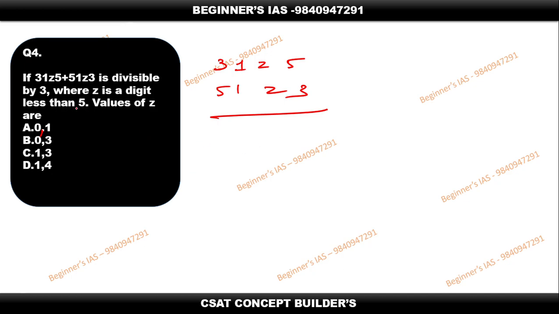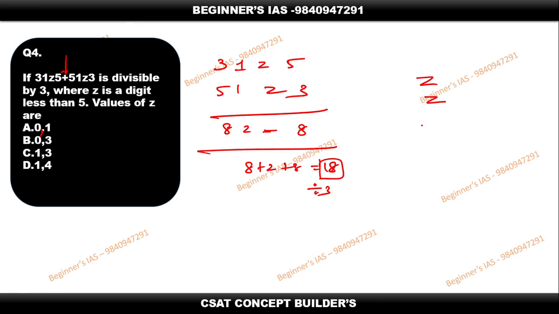So this is the symbol here, addition. Therefore add 8 to, I don't know that, I am just leaving it blank. Add the remaining places except this blank. So 8 plus 2 plus 8, 18. Yes, 18 is completely divisible by 3. Then you need to check with the possible z.